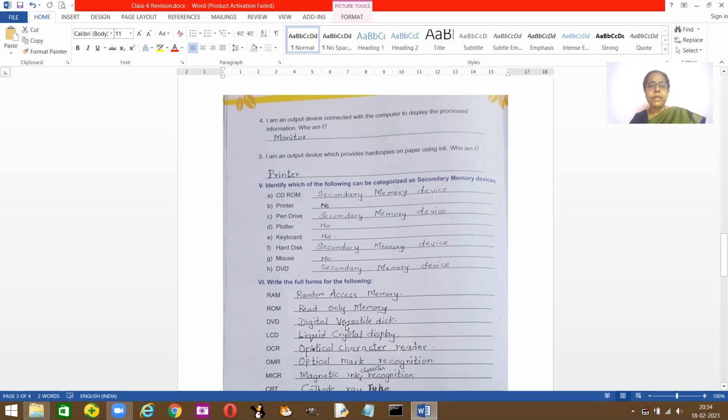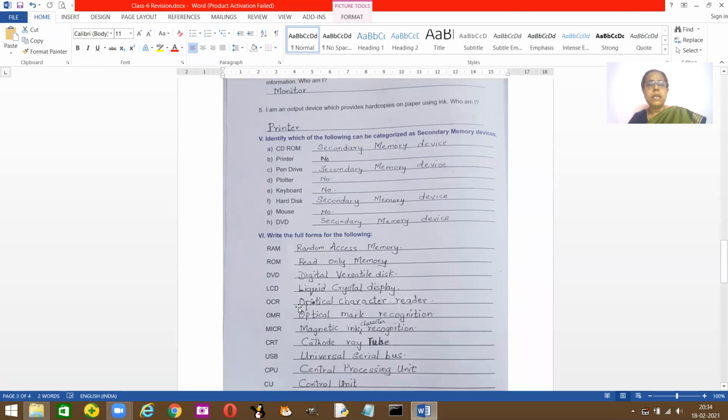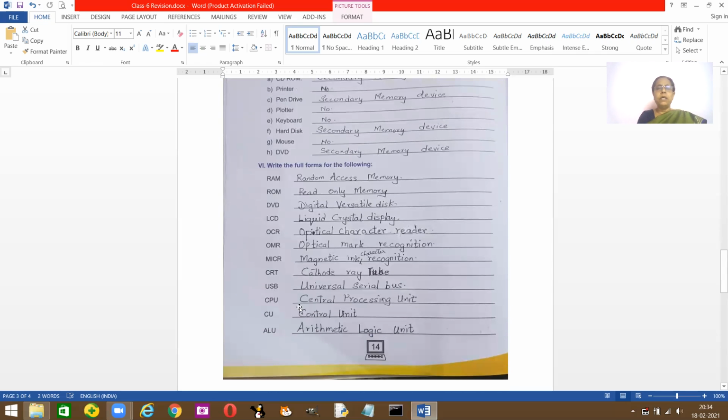Write the full form for the following. RAM stands for random access memory. ROM stands for read-only memory. DVD full form is digital versatile disc. LCD stands for liquid crystal display. OCR stands for optical character reader. OMR stands for optical mark recognition. MICR stands for magnetic ink character recognition. CRT stands for cathode ray tube. USB stands for universal serial bus.